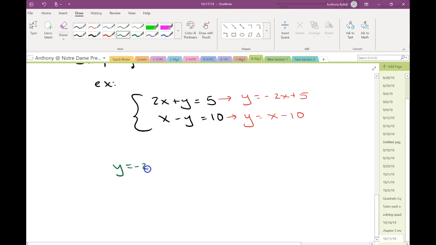So if I wanted to graph these, how many points do I need to graph something like y equals negative 2x plus 5? What kind of a graph is this going to make? What shape? A line. How many points do I need to graph a line? 2 is enough. 3 would be fine, but we can do it with 2. Let's shoot for 2.